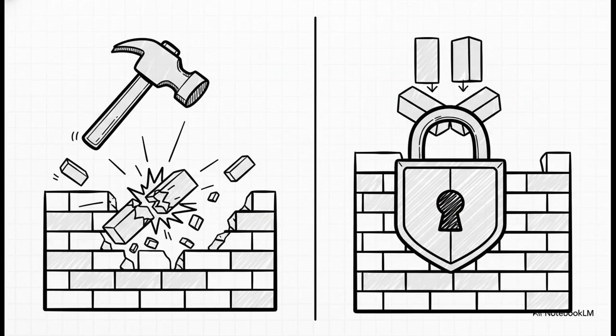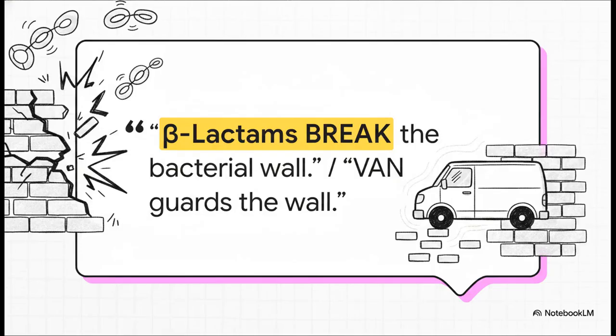But glycopeptides like vancomycin and teicoplanin, they take a totally different route. They bind directly to the D-Ala-D-Ala sequence of the peptidoglycan precursors. The end result is exactly the same, a failed cell wall. But that exact molecular target is what's going to earn you those points on the Viva. Now, these mnemonics are going to be your memory anchors. Remember that beta-lactams break the bacterial wall via those PBPs, while vancomycin guards the wall by binding the D-Ala-D-Ala precursors.